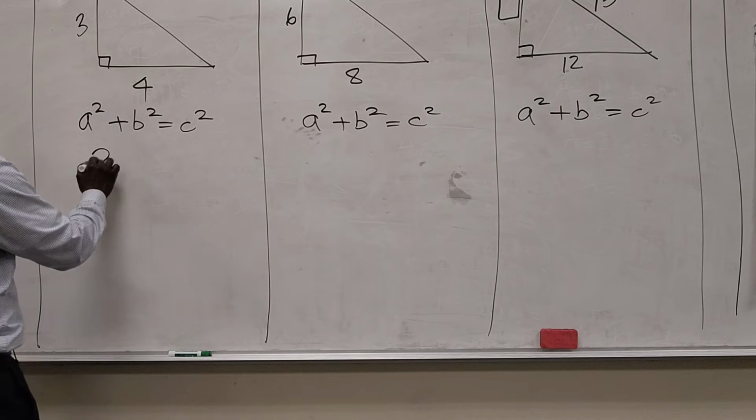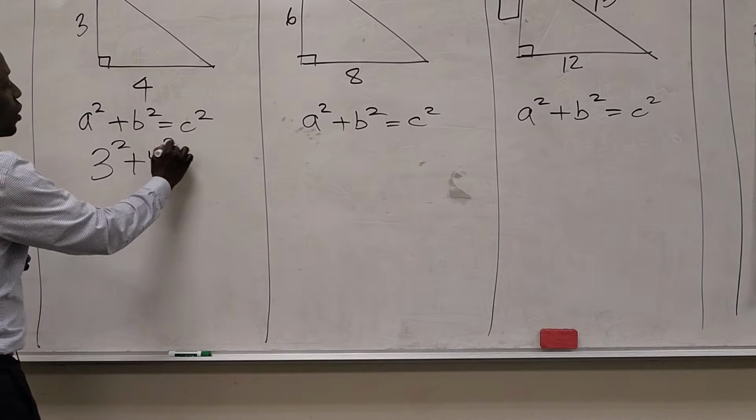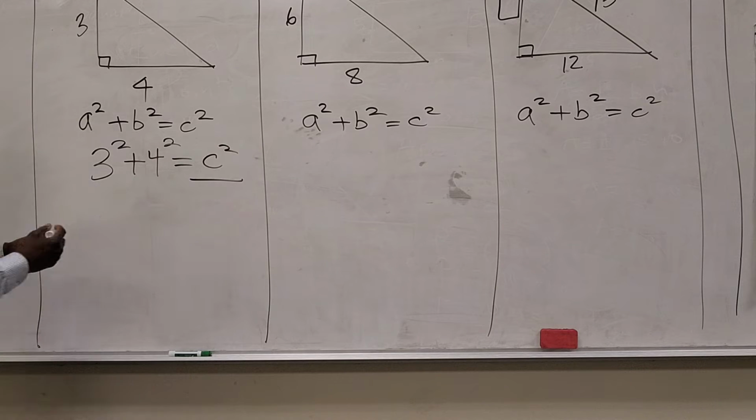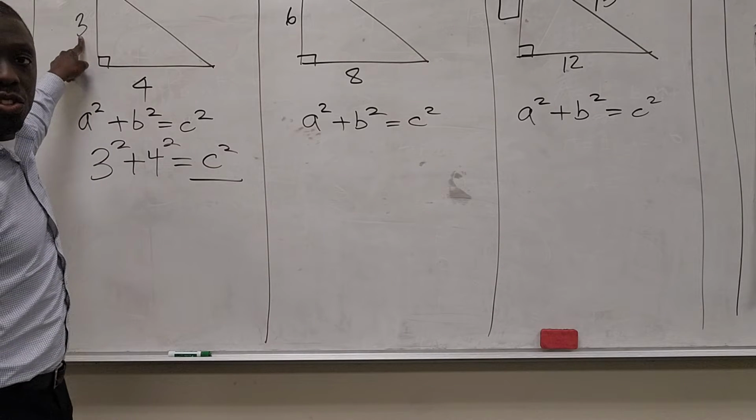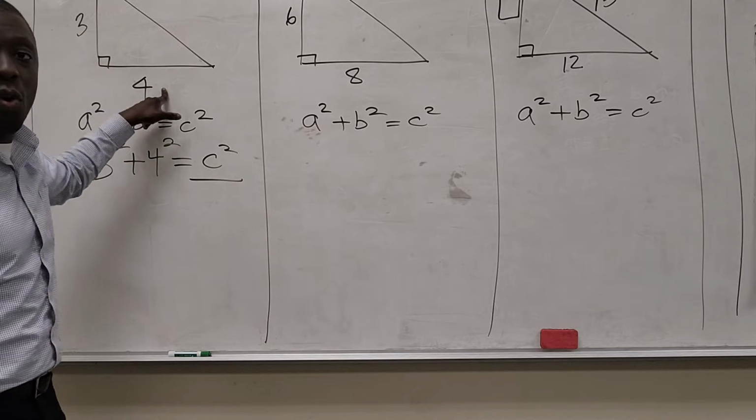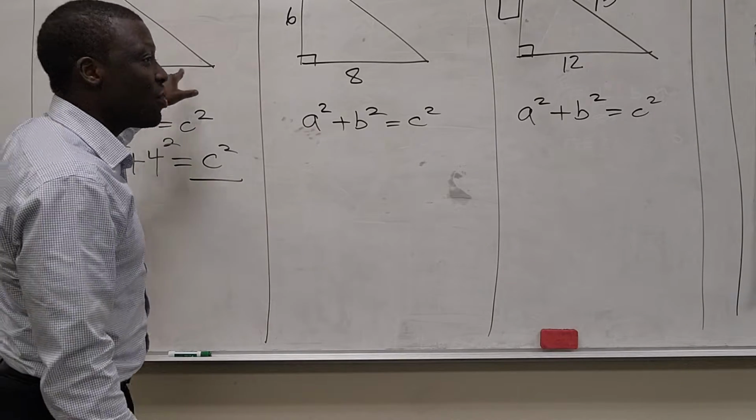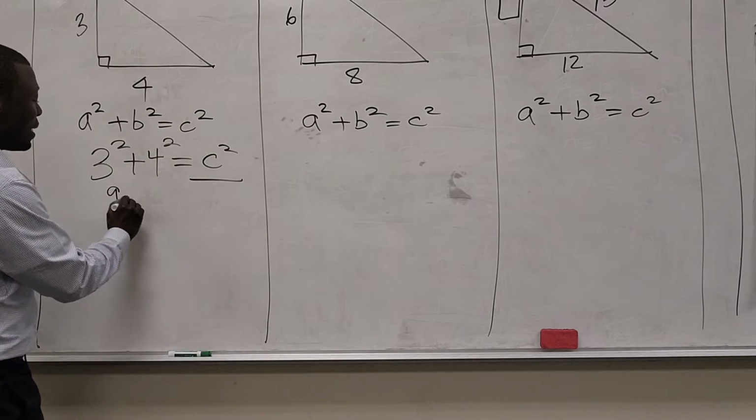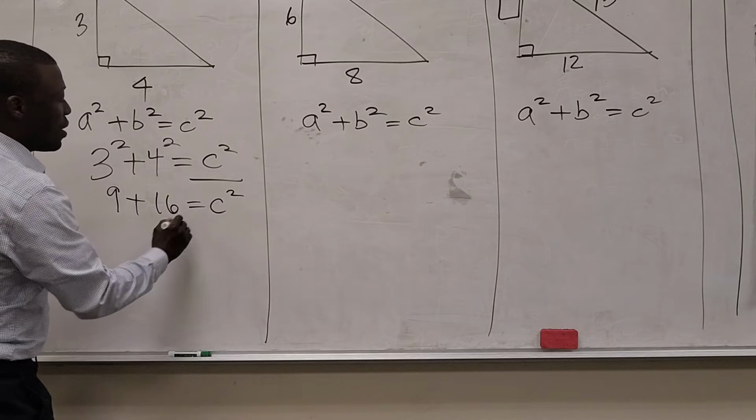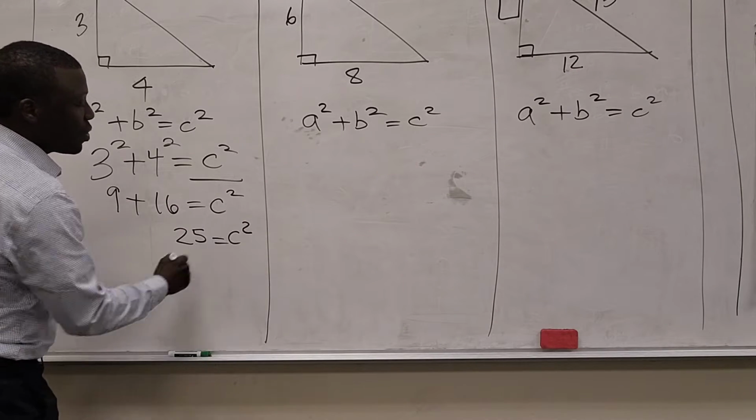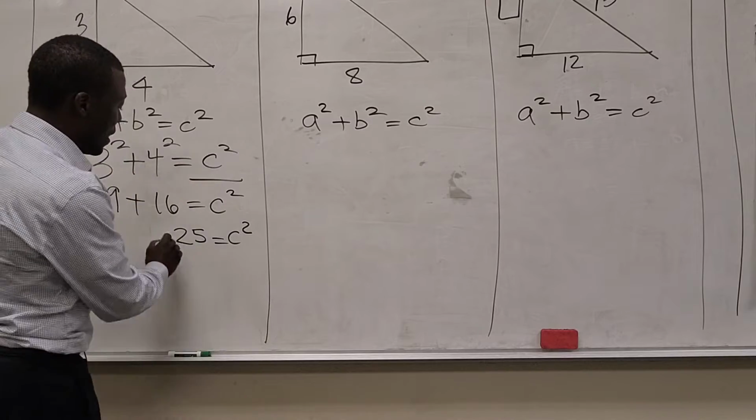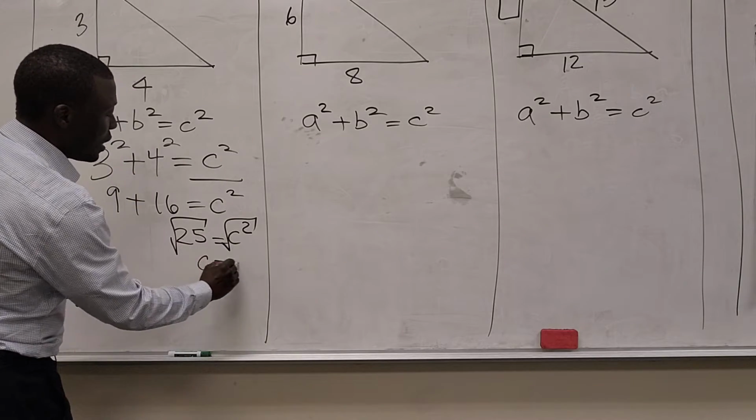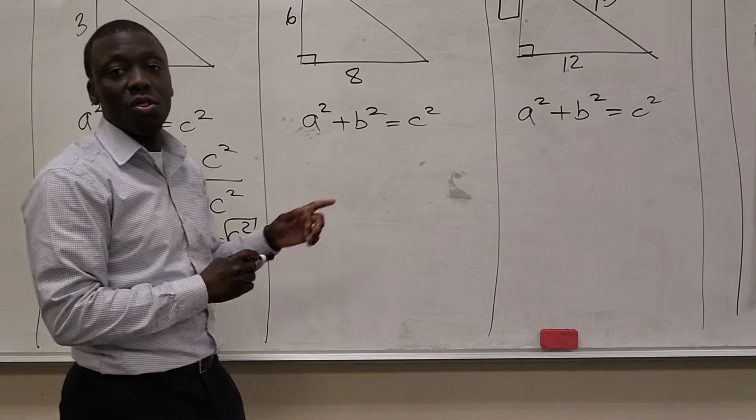And so basically, in this case, we have 3 squared plus 4 squared is equal to c squared. So if this is 3, one of the lengths, and this is 4, then the length of the third one would be found by finding 3 squared plus 4 squared. We would find that 25 is equal to c squared, so that means c would be the square root of 25. c is equal to 5. So the first one, the answer is 5.